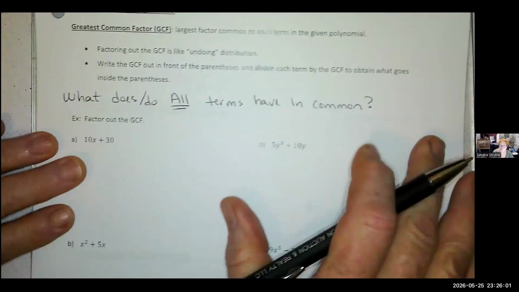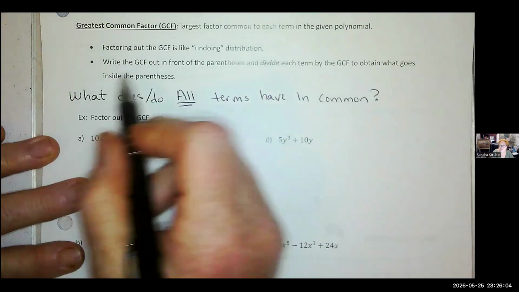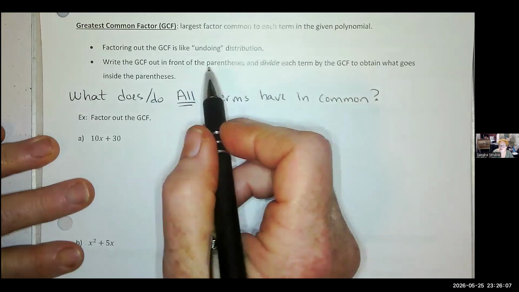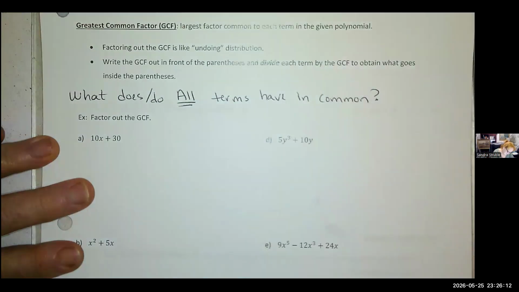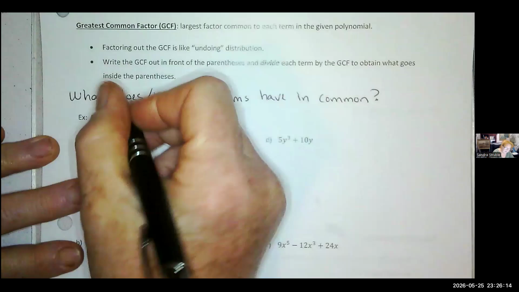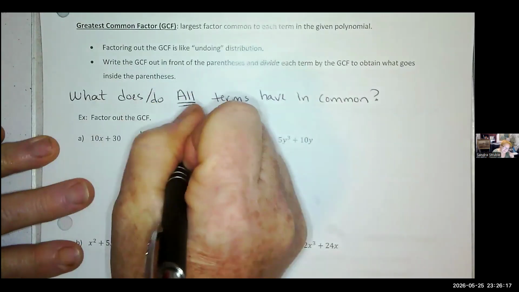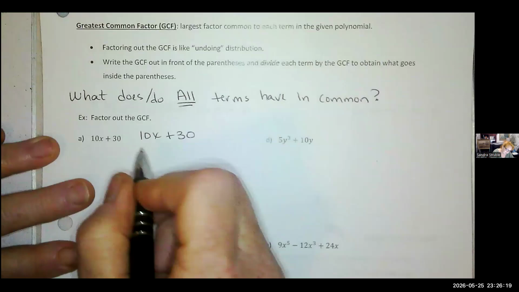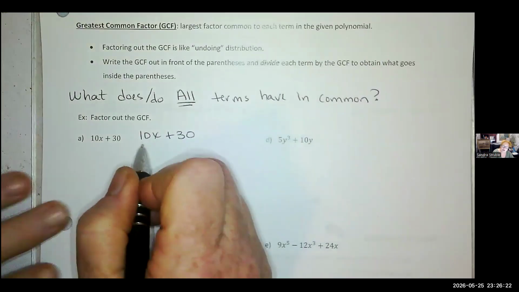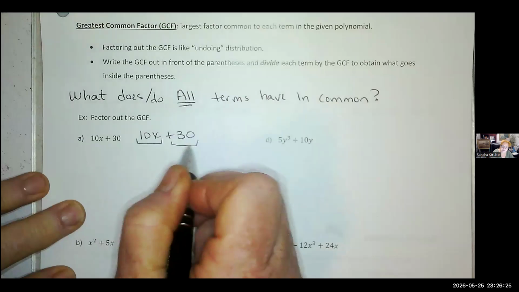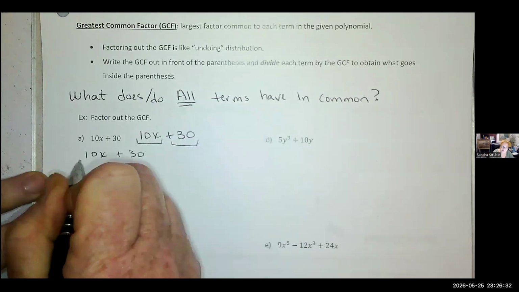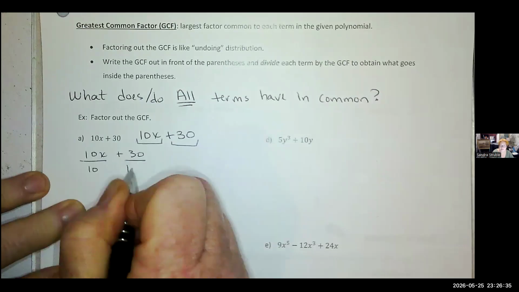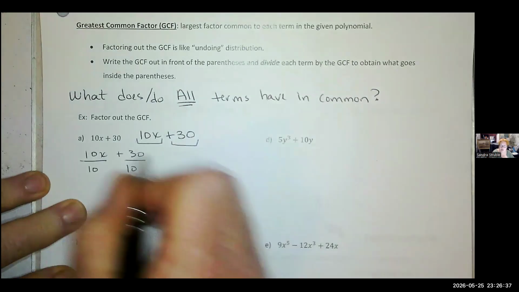So, as an example, it says write the GCF out in front of the parentheses and divide each term by the GCF to obtain what goes inside the parentheses. So this is what that means. If we take 10x plus 30, each term has 10 in common. So we're going to divide out 10 from each of these terms. This is what we're doing, but this is not how we show it. How we show it is this.